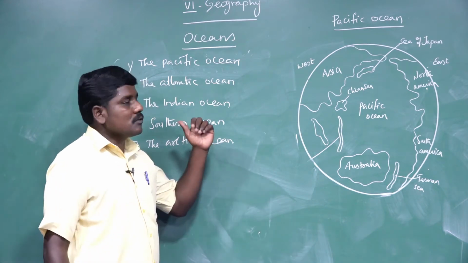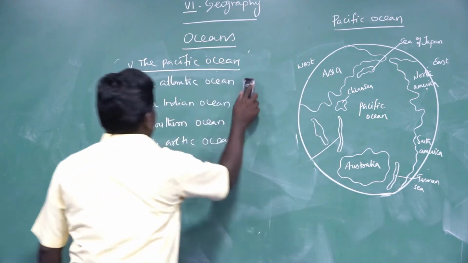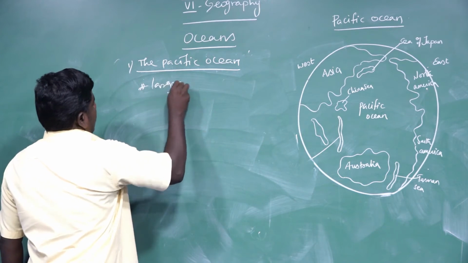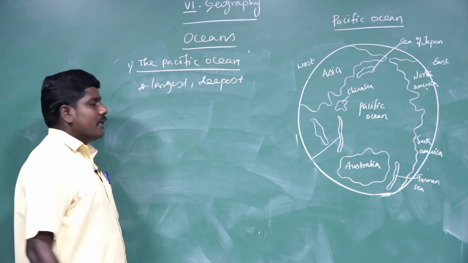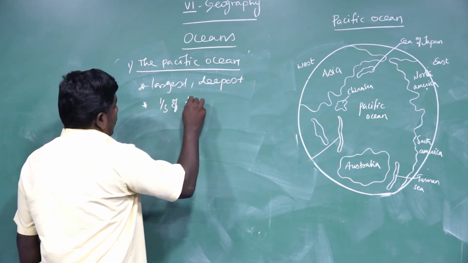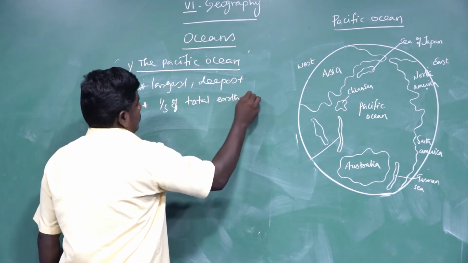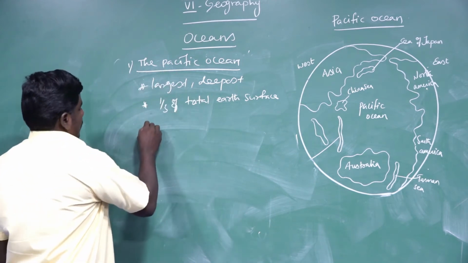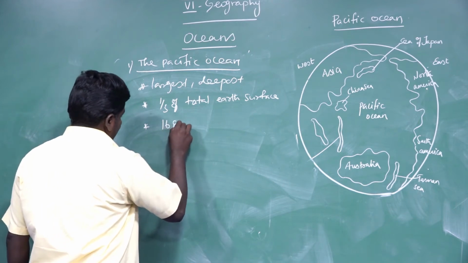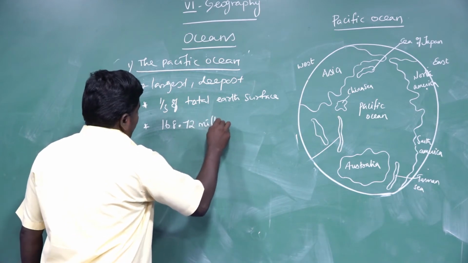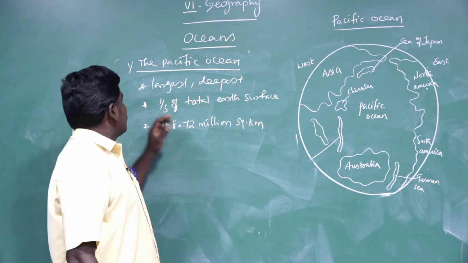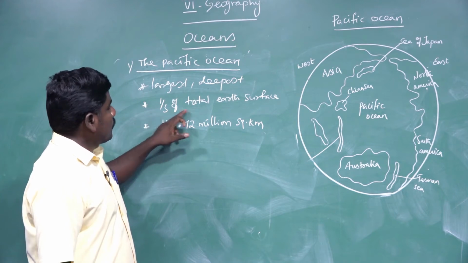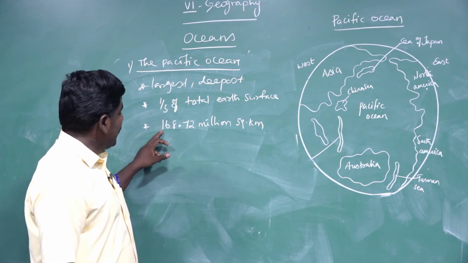Now we are going to discuss the first ocean, the Pacific Ocean. It is the largest and deepest ocean in the world. It covers about 1/3 of the total earth surface. It spreads over about 168.72 million square kilometers.